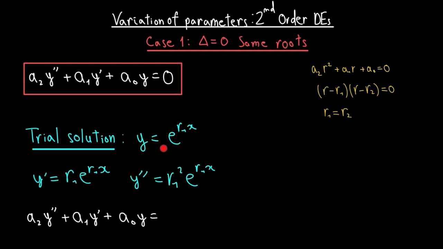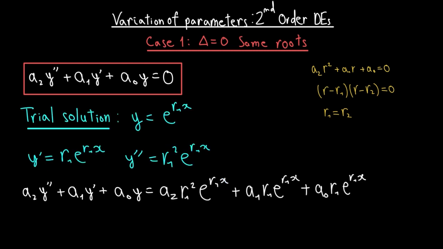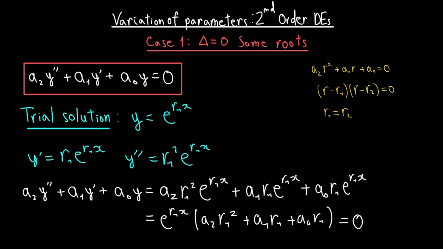So let's see if this trial solution actually works. I plugged our trial solution into our differential equation, and so we get this expression, and we can factorize by e to the r1x, which gives us this product. But we already know that r1 is a root of this polynomial, and so this whole expression is equal to 0. And that's why we're interested in this characteristic equation, this second order polynomial, because it gives us information for one of the solutions to our differential equation.